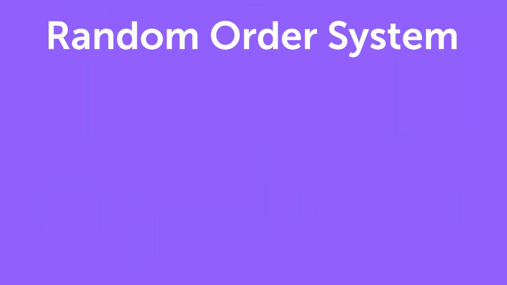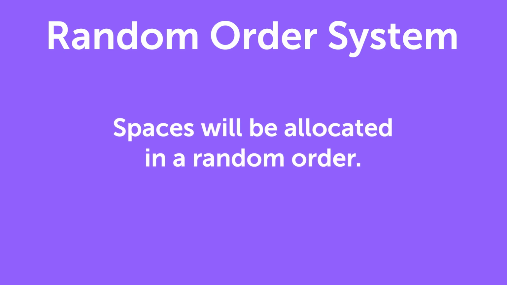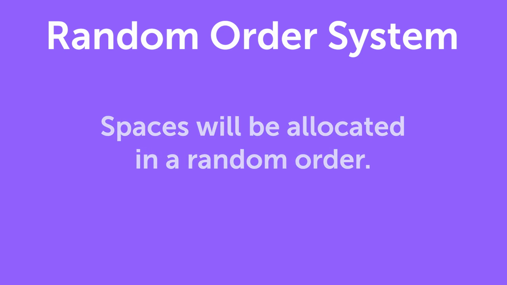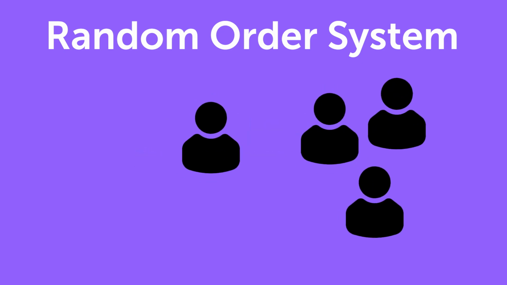Alternatively to sign-up order, there is random order. With this method, spaces will be randomly allocated to members on the waitlist regardless of which order they joined. So using that same scenario as earlier, if I join the waitlist first, followed by my colleagues, when a space becomes available in the office, it could assign to any of us.